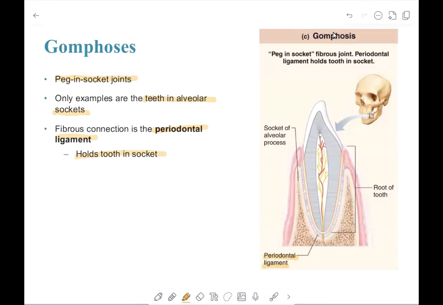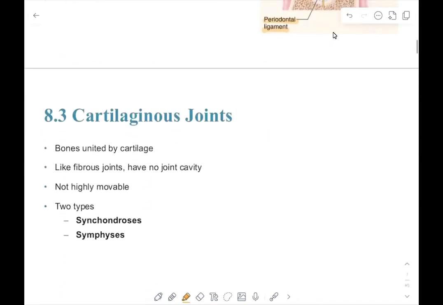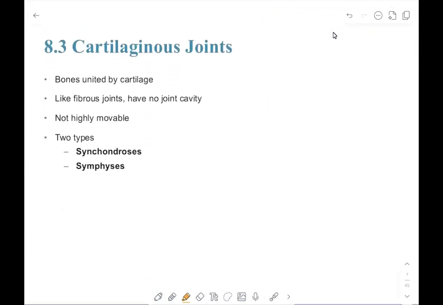Our next group of joints are cartilaginous joints. Remember, this is still a structural word. There are two categories of this. They're united by cartilage, but they have no joint cavity like a fibrous joint, and they're not highly movable. They have slight movement. The two types are called synchondroses and symphyses. When you see the root of this word, it looks like chondrocyte, so hopefully that will help you remember that it's cartilaginous.